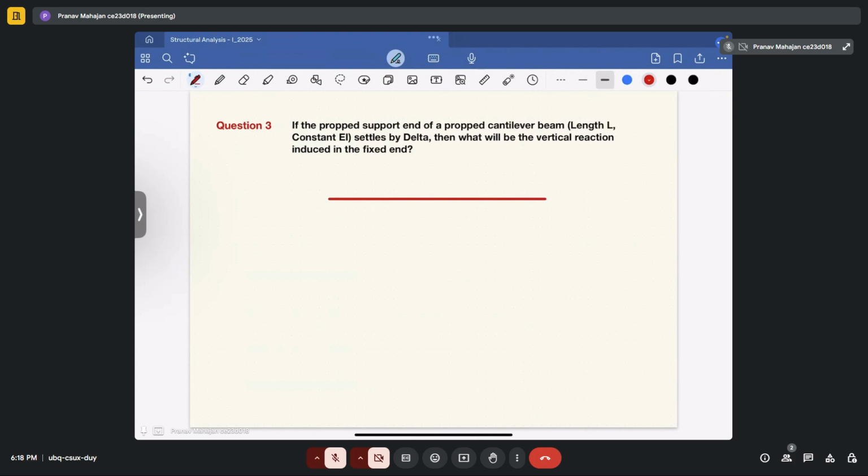So this is your propped cantilever beam. It is having a roller support at one end and a fixed support at the other end. In the question it is told that it will have a settlement of delta. So how will it look? Let me make it.